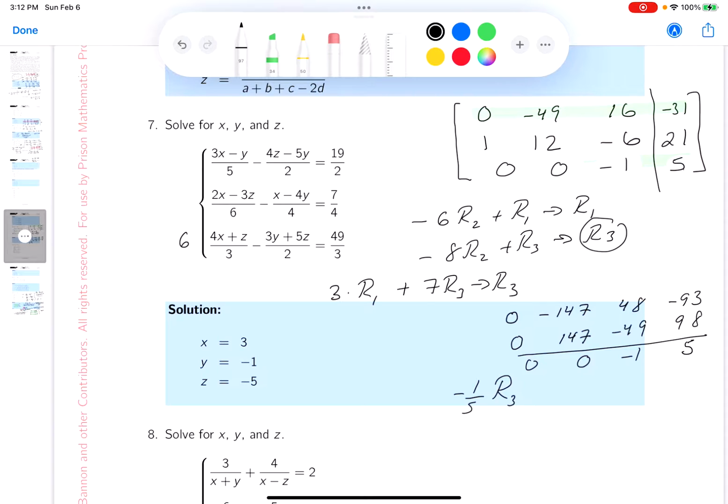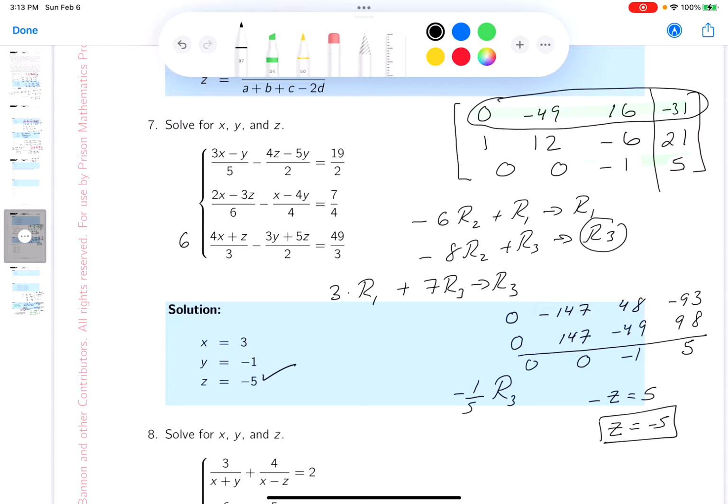I can read one of the rows now. And what row? The third row says this: the opposite of z would be equal to 5. That means z is minus 5. I see that. All right. Now I'm going to move up. It's called back substitution.